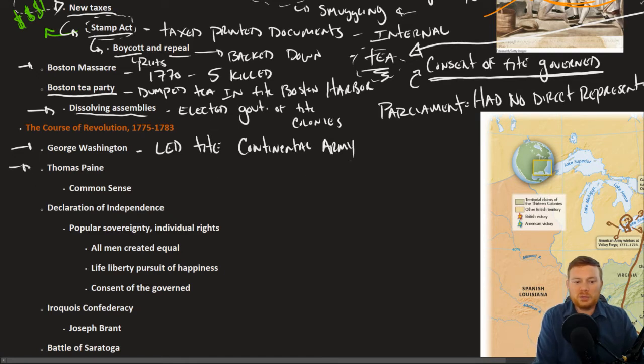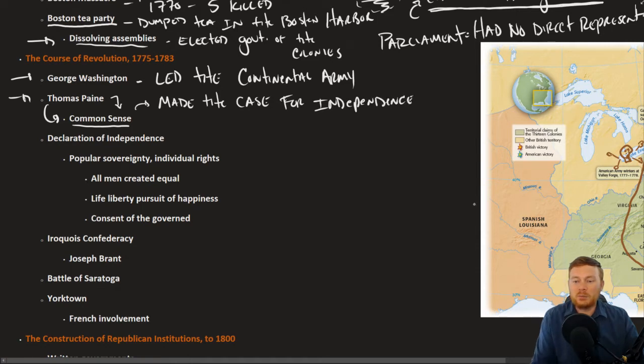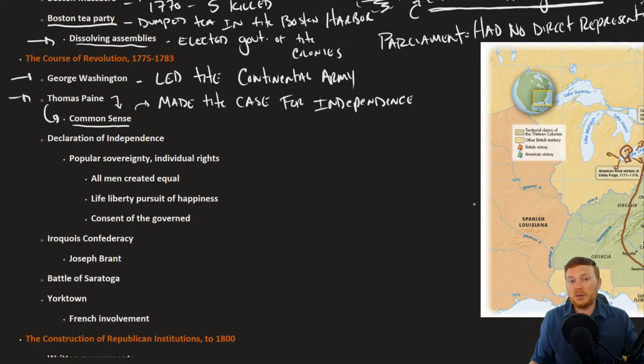And one of the main contributing factors to pushing most Americans to think about independence was Common Sense, published by Thomas Paine. So Thomas Paine is the author of Common Sense. Common Sense made the case for independence. It was the most widely read material in the 13 English colonies before the American Revolution. Thomas Paine wrote it in a way in which everyday people could understand, and so it was very appealing to the masses.